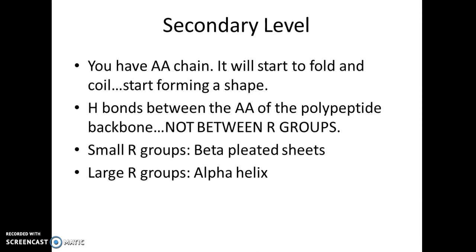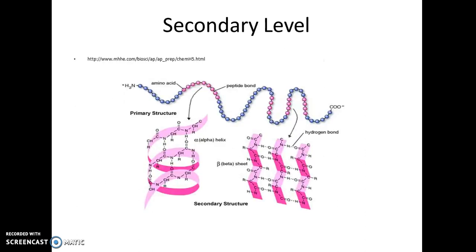So if you have a lot of small R groups, you'll have something known as a beta pleated sheet formed. If you have large R groups, and we're just talking about physical size here, you're going to have alpha helixes formed. So what does that mean? What is a beta pleated sheet and an alpha helix?